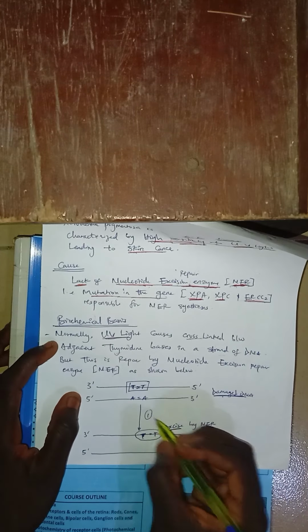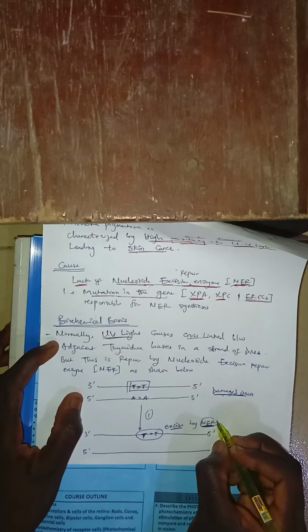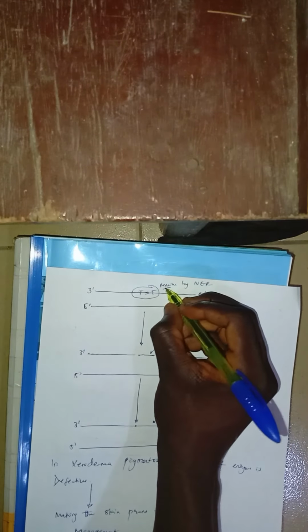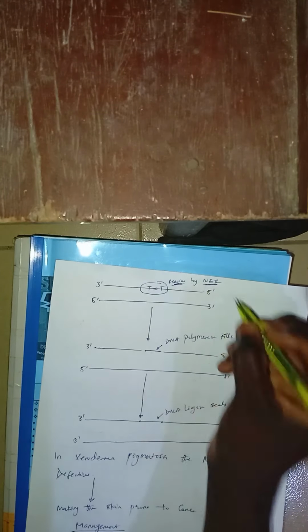So that's the next thing you see there. Let me just call it one. In the first one, what do you see? It will be repaired by nucleotide excision repair. So when that thing is removed, you can see, okay, this is what I wrote again. It will be removed by the nucleotide excision repair enzyme.